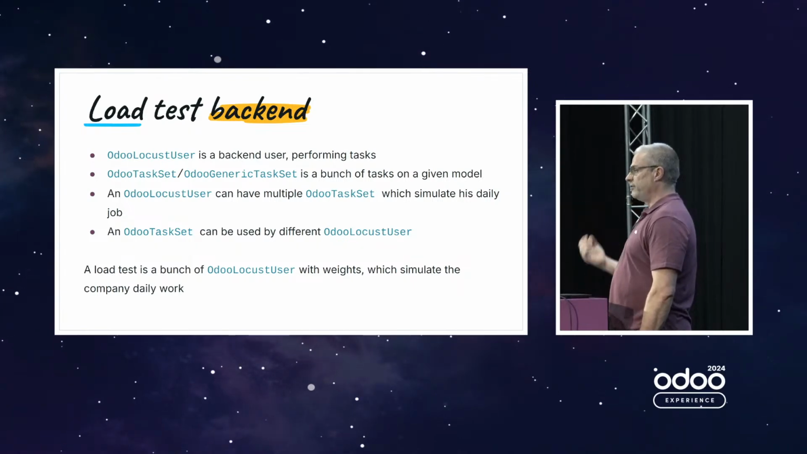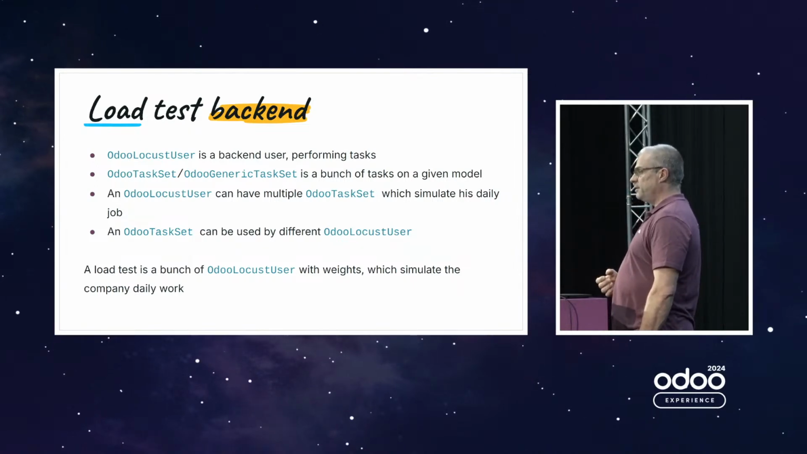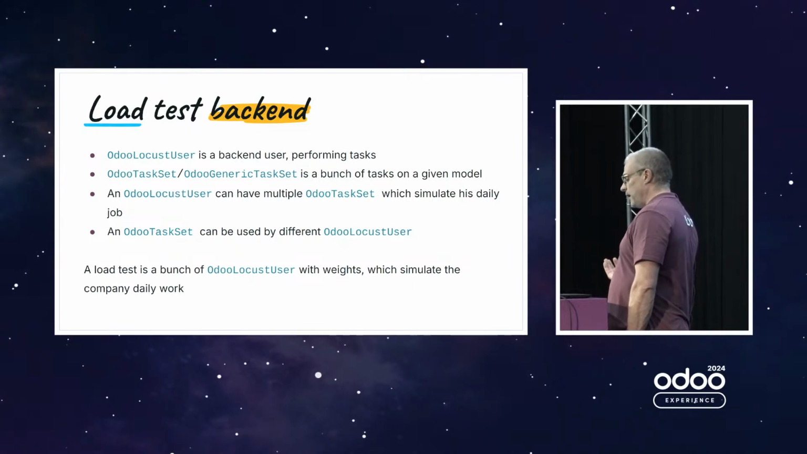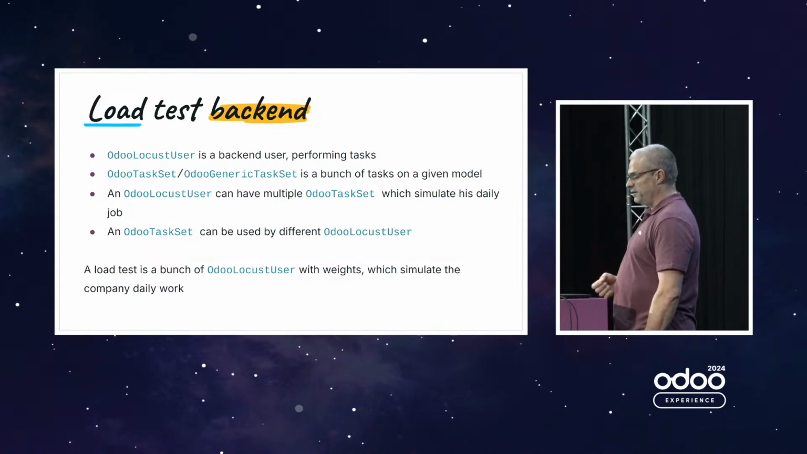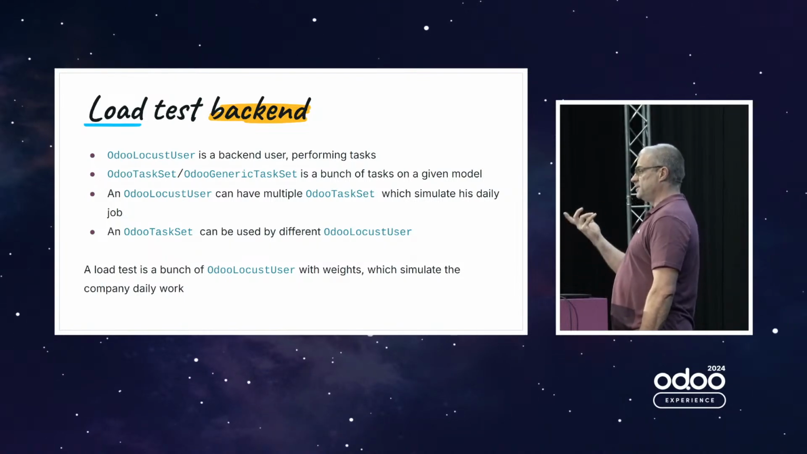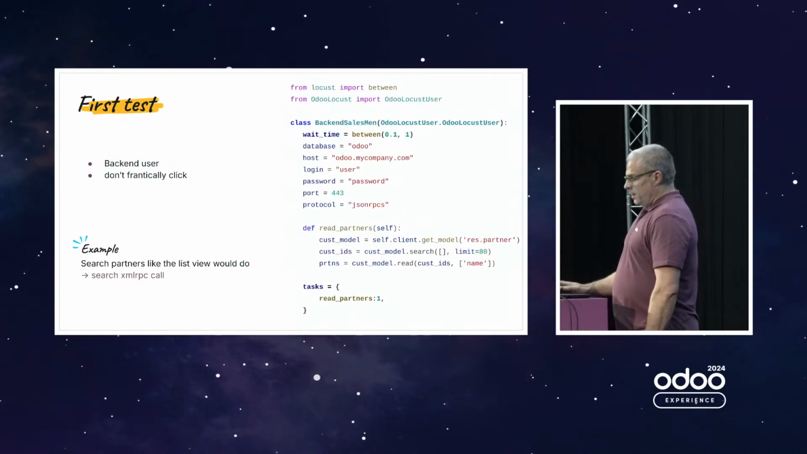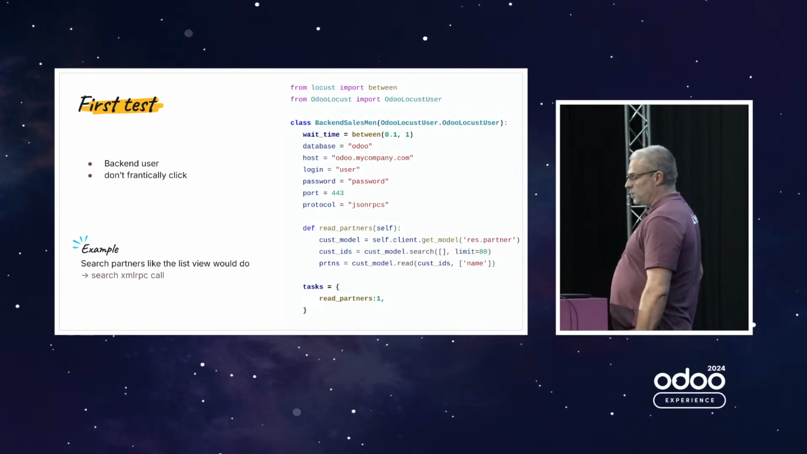Let's say you have a task set which is creating an invoice and validating it. Maybe the salesman does it, and the accounting guys also create invoices and validate them. So they share this task set of create invoice. Okay, let's try the first test. This is what it looks like.